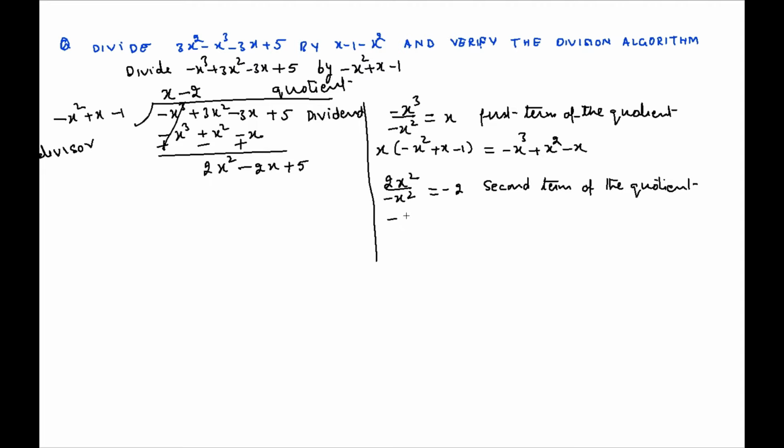Write minus 2, multiply minus 2 by minus x squared plus x minus 1. You will have 2x squared minus 2x plus 2. That, write 2x squared minus 2x plus 2, change the sign. So you will have first term is cancelled, second term is cancelled, you will have 3 as a remainder.